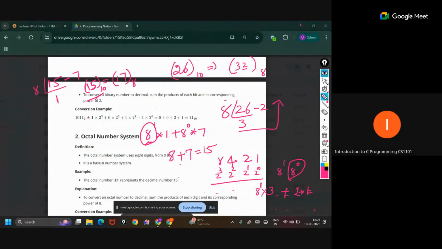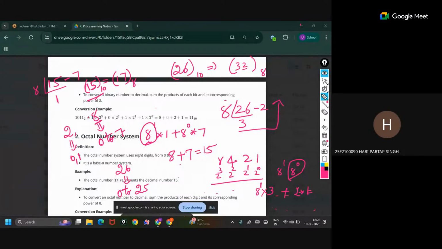Generally, if I divide a number by 2, what are the remainder possibilities? 0 and 1. Similarly, for 8, we have the remainder possibility from 0 to 7. That's it. Is it clear? Yes, ma'am. Similarly, for base 26, the remainder possibility is from 0 to 25. So whatever the n value is, the remainders go up to n minus 1. Is that clear, people?